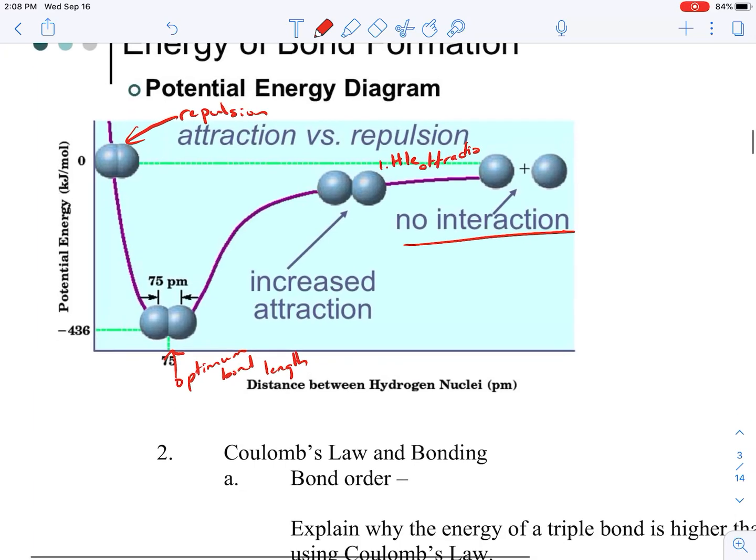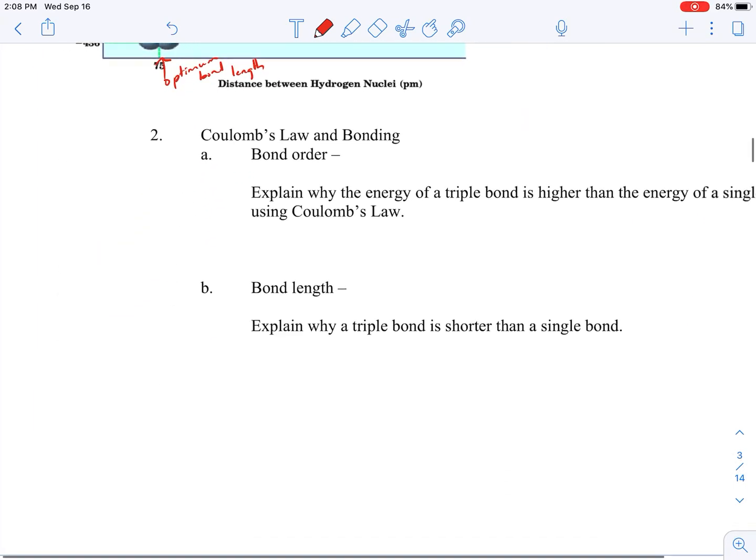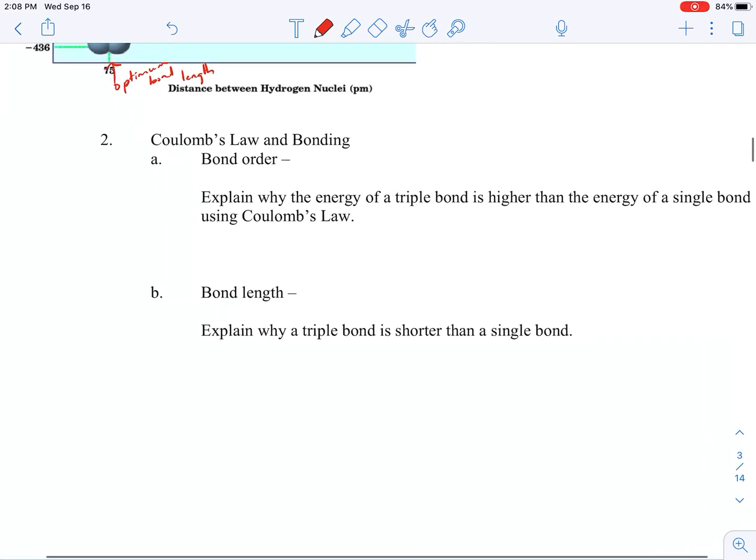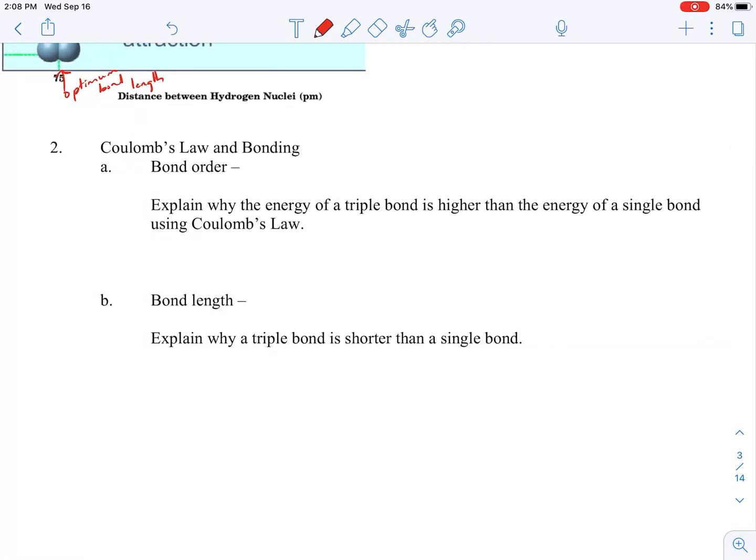Okay, so we're going to review Coulomb's law real quickly here. So Coulomb's law and bonding. We have bond order. Bond order is talking about how many bonds we have. Is it a single bond, a double bond, or a triple bond? That's what we're talking about when we talk about bond order.